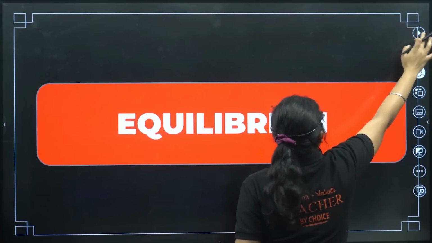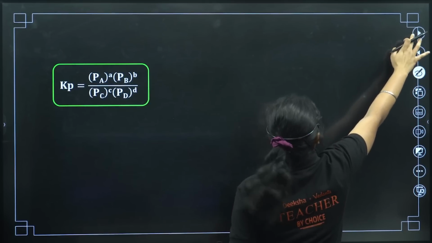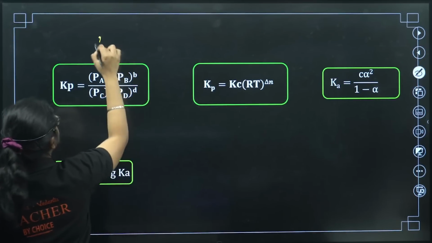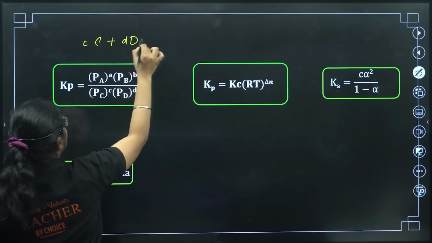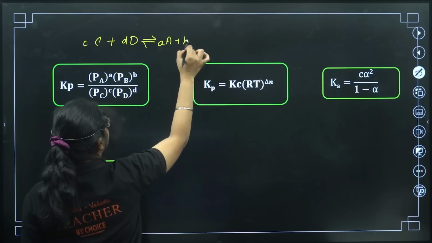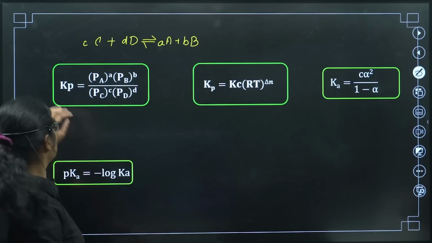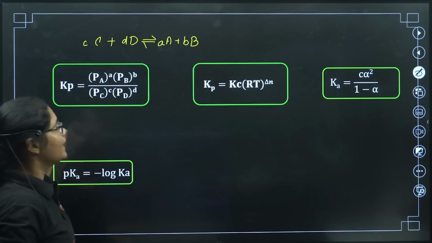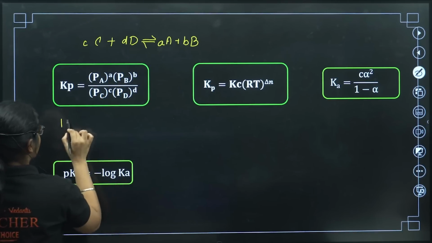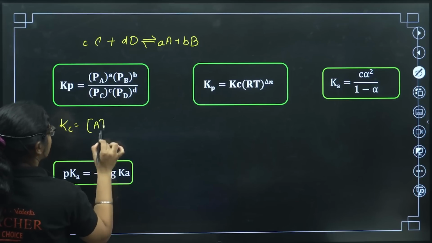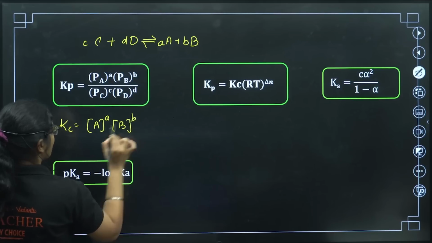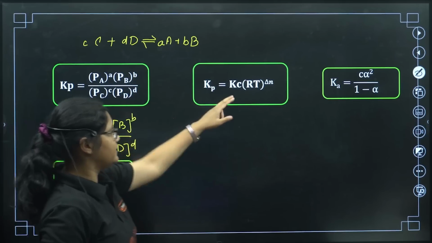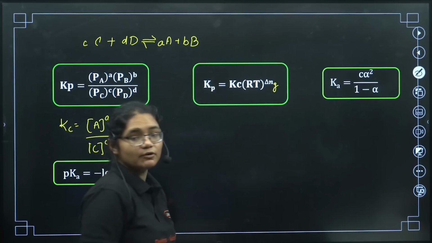Now coming to the last topic, I think, where we have formulas, that is equilibrium. So for any reaction of the type cC + dD gives aA + bB, and these all are in the gaseous form, then the Kp value will be Pa to the power of a, Pb to the power of b, products by reactants. And for Kc, it will become [A] to the power of a, [B] to the power of b, products by reactants, divided by [C] to the power of c and [D] to the power of d. Now the Kp and Kc relation: Kp is equal to Kc into (RT) to the power of delta ng.